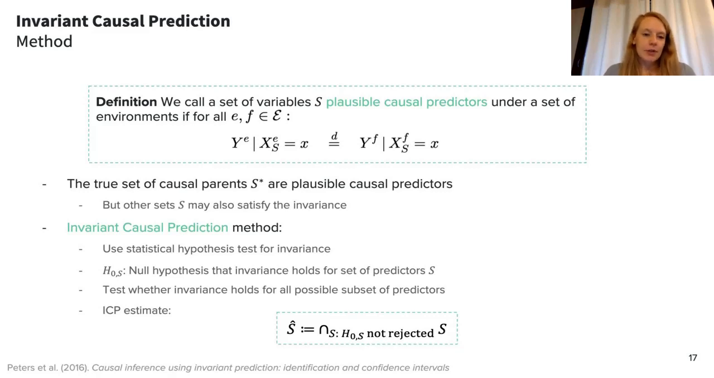But then there are other options, for instance, when you say that your system is nonlinear, or when you have time series data and so on. So we need some test that is suitable for our problem setting that tests for this invariance of the conditional distribution. And then H0S will be the null hypothesis that the invariance holds for some particular set of predictors S. And then in ICP, one tests this null hypothesis for all possible subsets of the predictors. And then the final estimate will be the intersection of all those sets for which we could not reject the null hypothesis of invariance. So let me go through an example to clarify this.